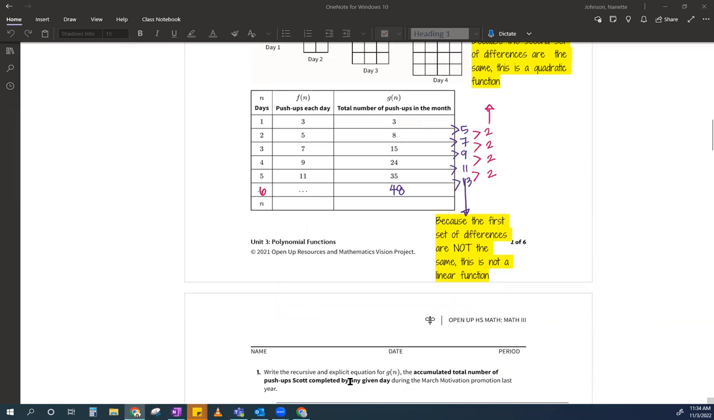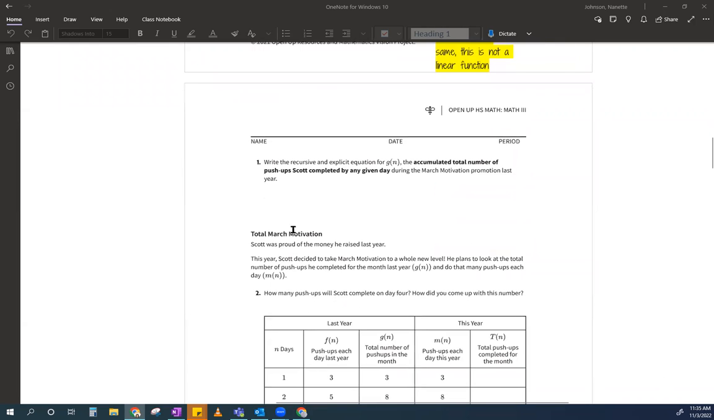It says, write the recursive and explicit functions for g of n, the accumulated total number of push-ups completed by any given day. So we're talking about this column. Can you tell me about this column? How would you do that? If I was to write this recursively, notice here, all I'm doing is adding the next odd number. See, odd number, odd number, odd number. I'm just adding that next odd number. That's what recursive means. So how would you actually write that out? Let me show you.